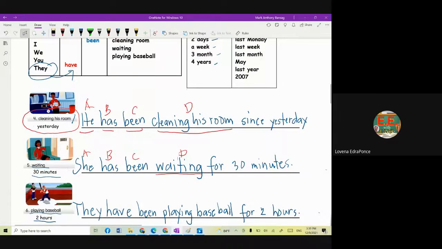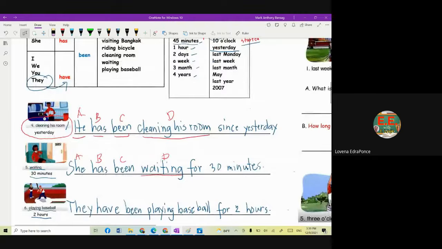Okay, let's have another one. So this time we have plural. So they, use they, then we're going to use have. They have been. This is our A, B, C. And playing baseball. 2 hours. What are we going to use? 2 hours tells us how many hours. So we're going to use for 2 hours.